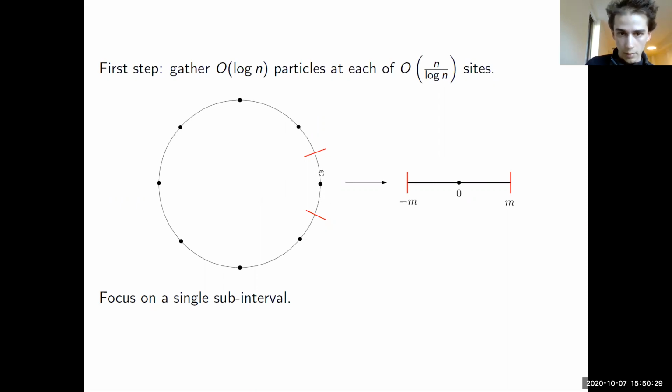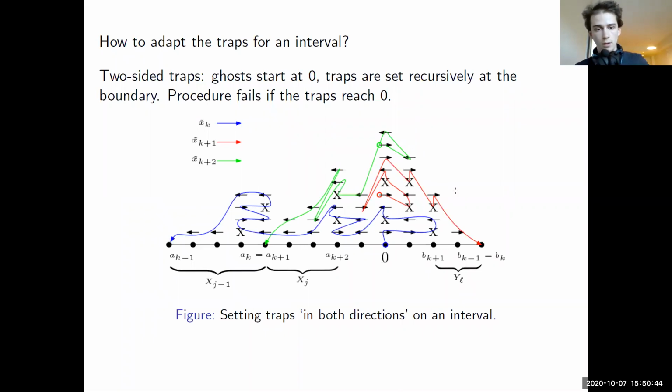So now I have these log n particles at each of these many sites, and I'm just going to do the same procedure on each block centered at the source. And it's a bit different now. I want to do the same kind of thing. I want to find traps where the particles are going to fall asleep, but now I don't get to just send particles indefinitely in one direction. They're emitted from the center, and they kind of go in two directions. So I have to figure out some two-sided version of this trapping idea. So that's what we do, but it's very, very similar.